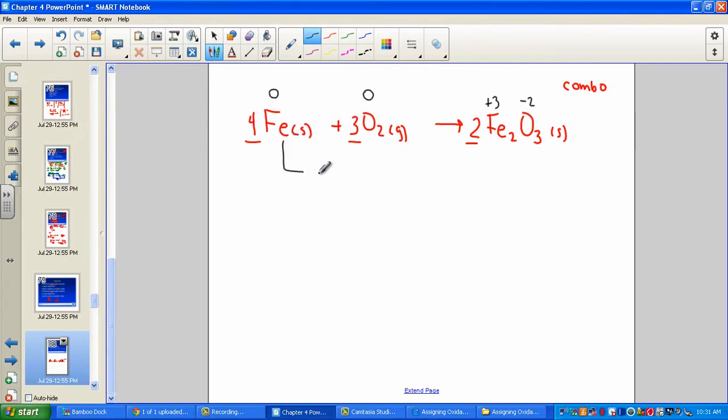So here I have had iron go from a 0 to a +3, and oxygen went from a 0 to a -2. Iron became more positive, didn't it? The loss of electrons is oxidation. Oxygen became more negative. The gaining of electrons is reduced. Remember the term oxidation, what was oxidized, what was reduced, what are the agents? Always come from the reactant side.